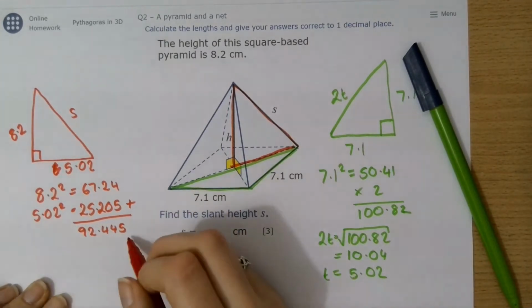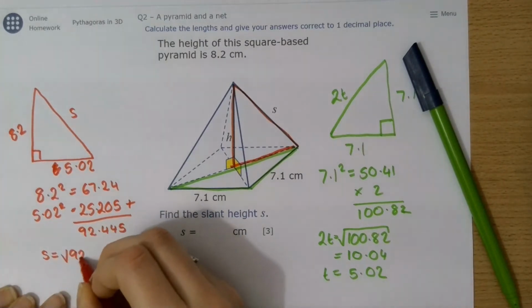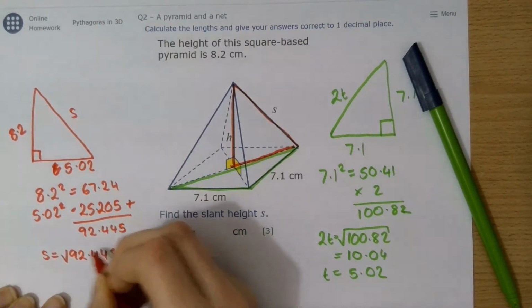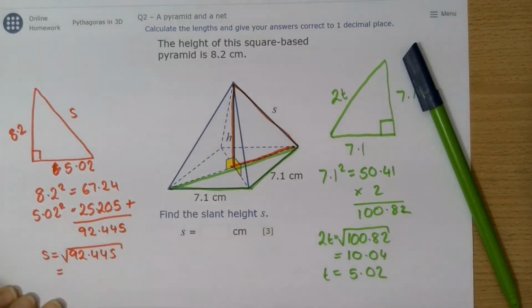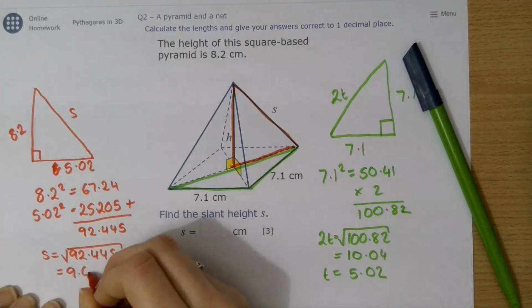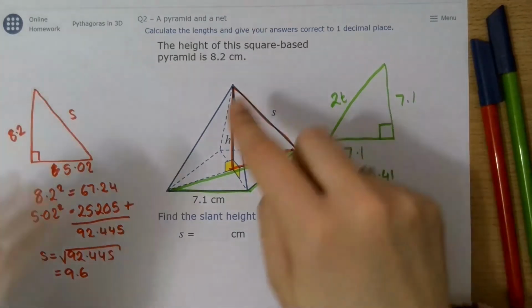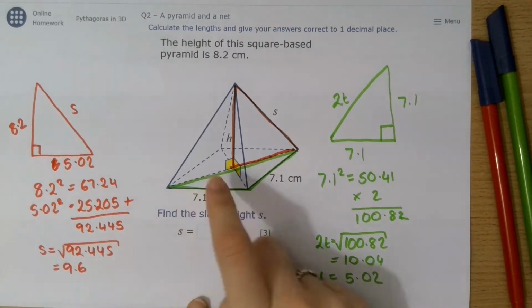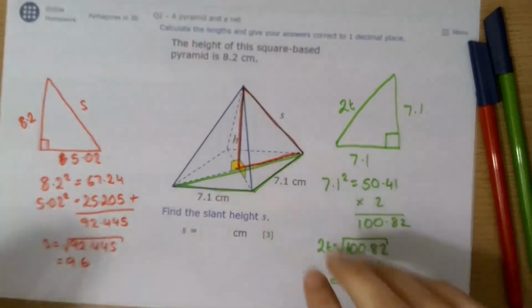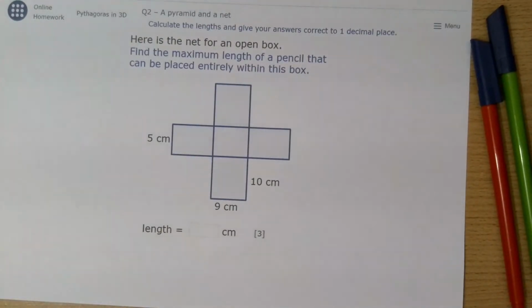That is not S, it's S squared, so I want to find the square root of that. 9.614, just 9.6 will do. So I'll do that one there. The tricky point there is that you have to find half of the diagonal. That's a little tricky. Okay, we were dealing in 3D.